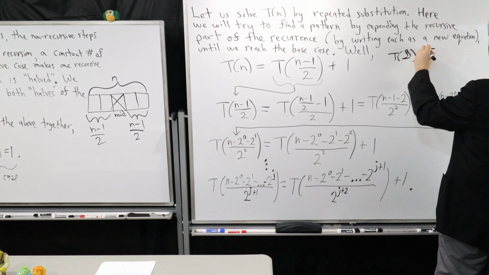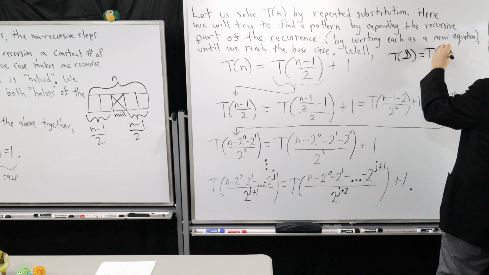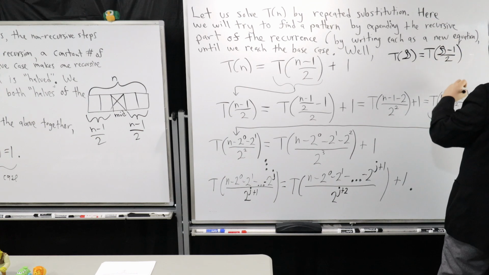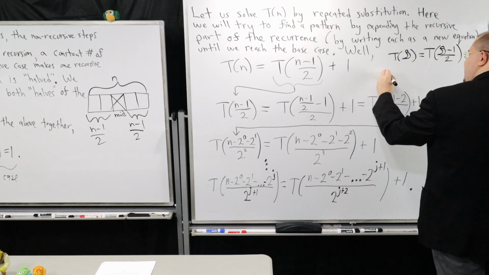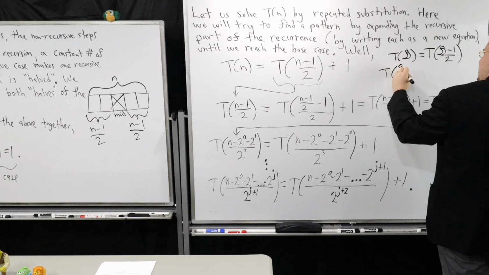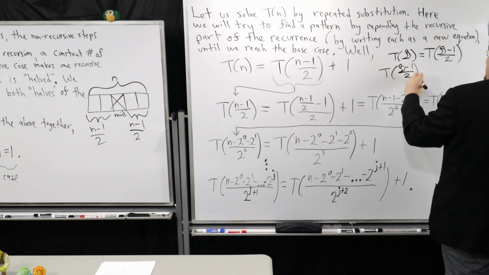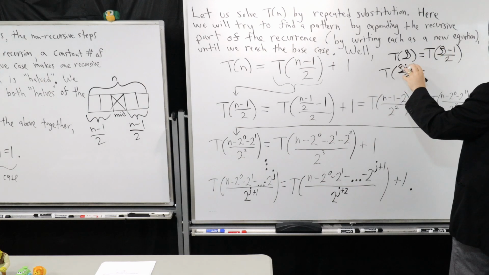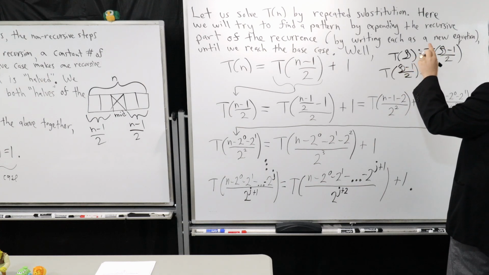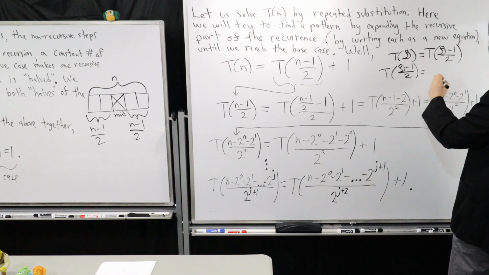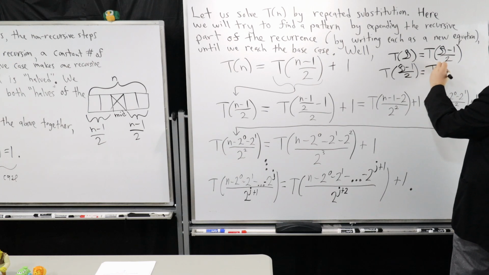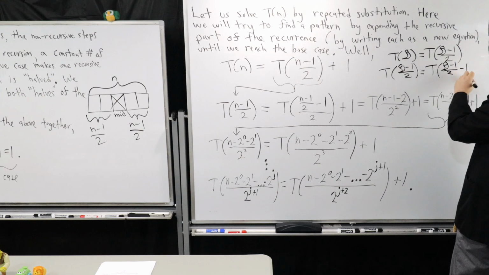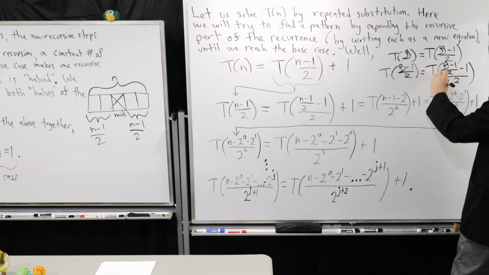And you know it's going to be T of (n minus 1) over 2. So wherever, if you gave me T of (n minus 1) over 2, everywhere you have this right here is going to be wherever n would have been before. So it's going to be T of ((n minus 1) over 2 minus 1) all over 2, like this.